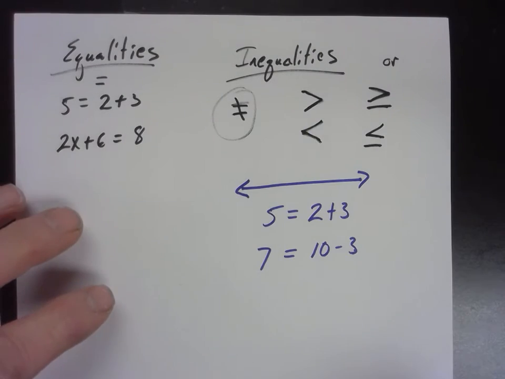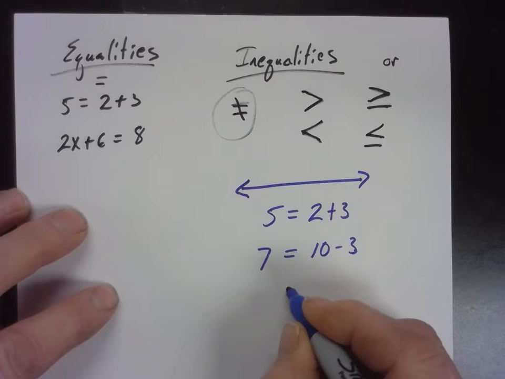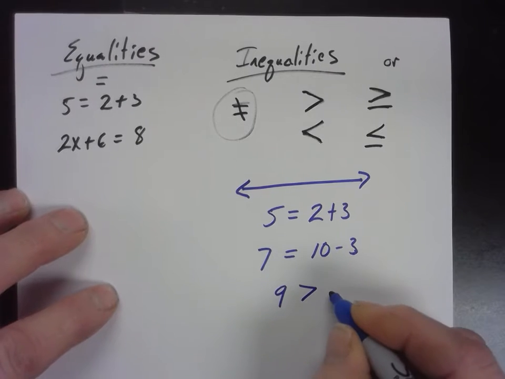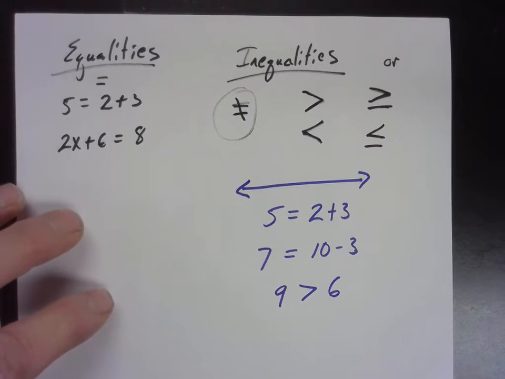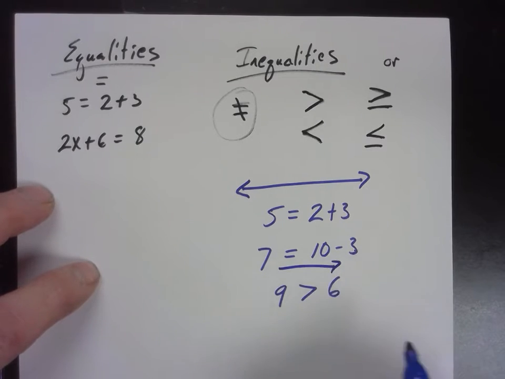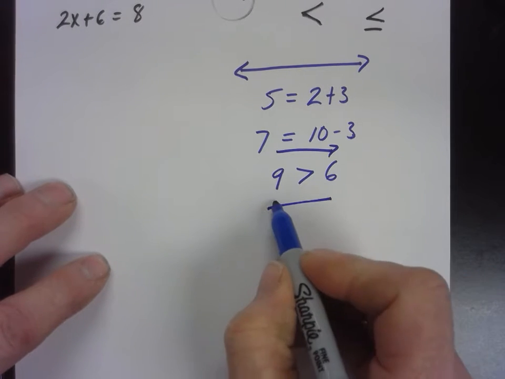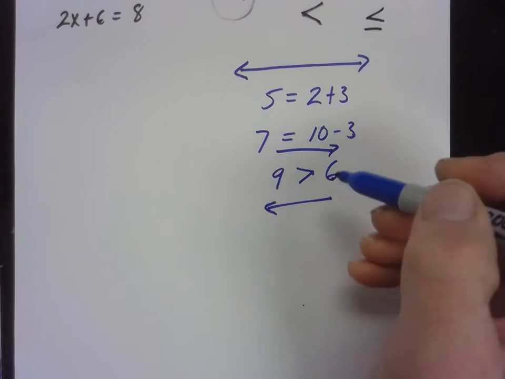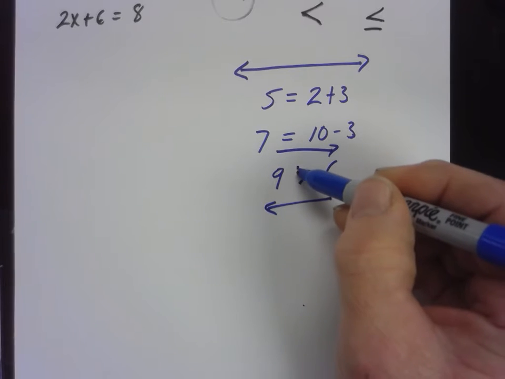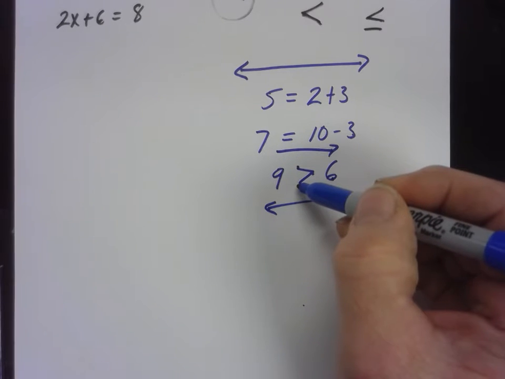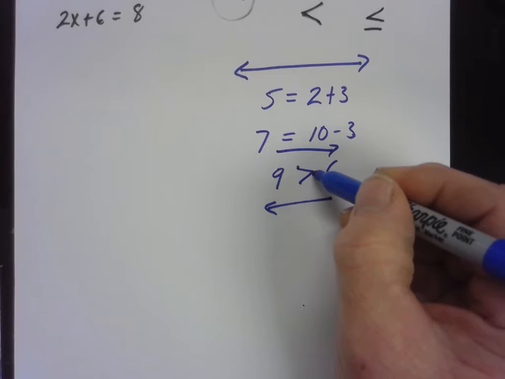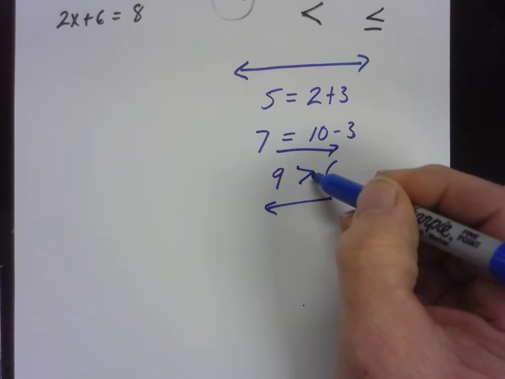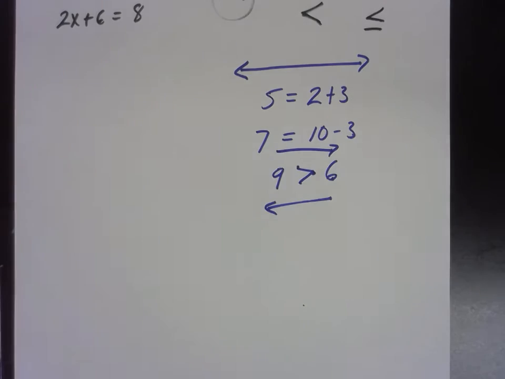And these inequalities work the same way. If I have 9 is greater than 6, that's fine if I'm reading from left to right. Look what happens when I read from right to left. 6 is what? Less than 9. If you're reading along and you come to the big part first, what do you say? Greater than. If you come to the little part first, you say less than, okay? So you can read them either direction. That good?